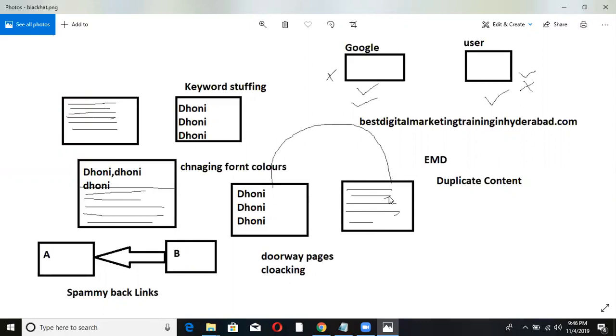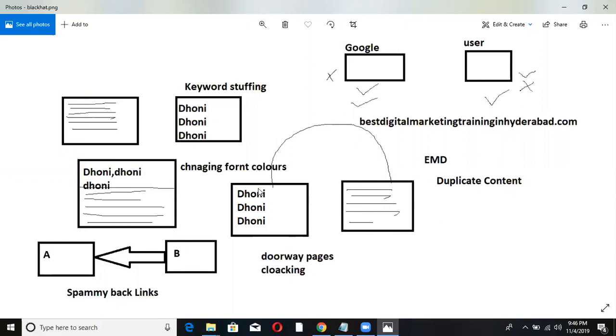If I submit this page, what happens to Google? User is satisfied, but Google will not be. If I submit this, Google is satisfied, but the user is not satisfied. I will be submitting this only. When I submit this to Google, Google puts me on top. And when the user clicks here, they come back here. But he feels bad. That's the reason for what he'll do here.